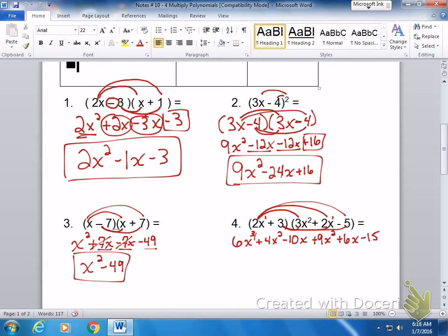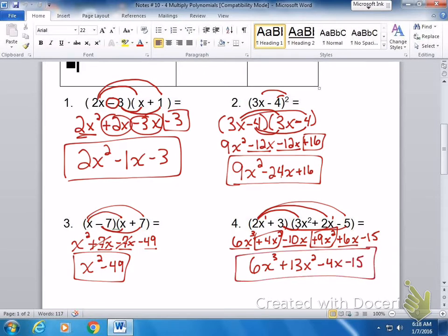So yeah, it's a little bit longer, but you just distribute. Take it in small pieces. Now I'm going to combine like terms. The only x cubed I have is 6x cubed. I'm going to go to my x squareds. I have a plus 4x squared plus a 9x squared. 4 plus 9 is 13. But remember, we don't change our exponents on our variables when we're adding, so it's just 13x squared. Now I have negative 10x plus 6x is negative 4x. And then at the end I have my minus 15. So yeah, it looked a little bit longer, but still the same process.